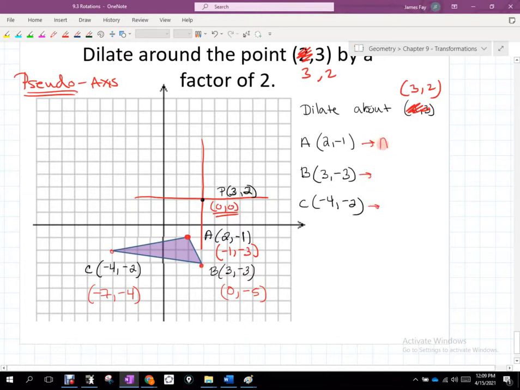So I'm going to rename these. I'm not going to call them A prime or anything, I'm just going to say A still, in red, B in red, C in red. This point would be -1, -3. This would be 0, -5. This is -7, -4. Now here's my question. You could do this with a picture, but how could I get these points just by looking at that ordered pair and that ordered pair?